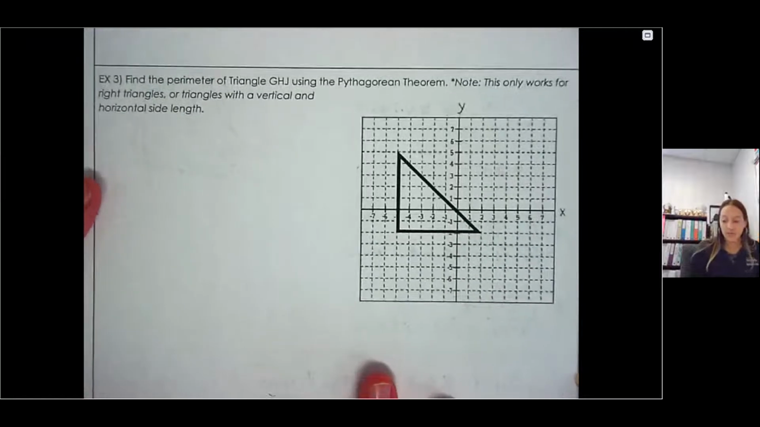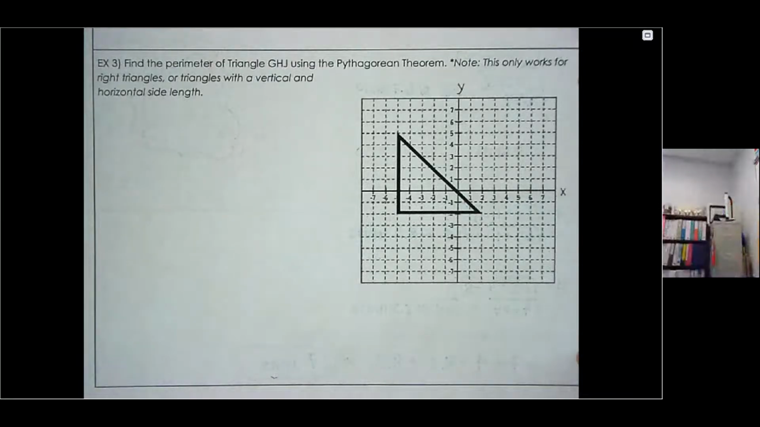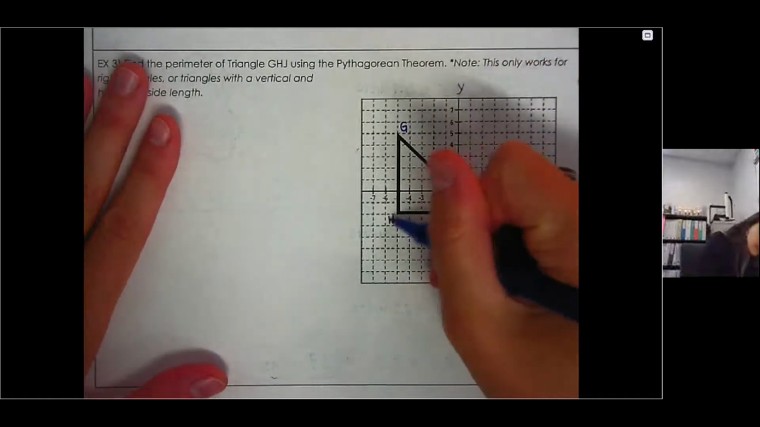Example 3. I should have, sorry, give me 1 second. Okay, I forgot to label these, sorry. All right.